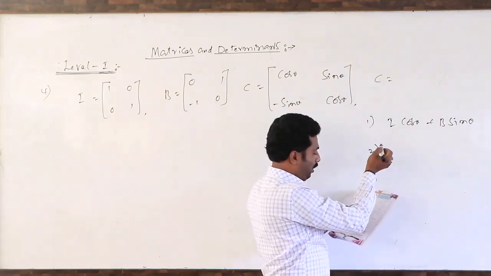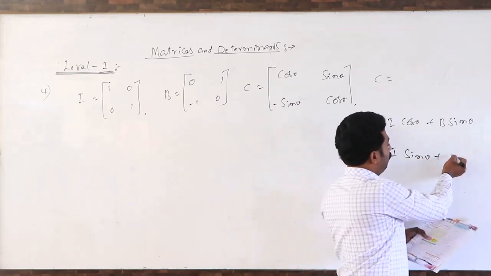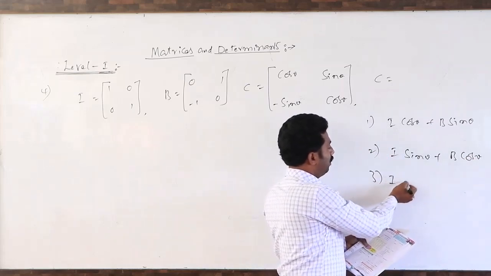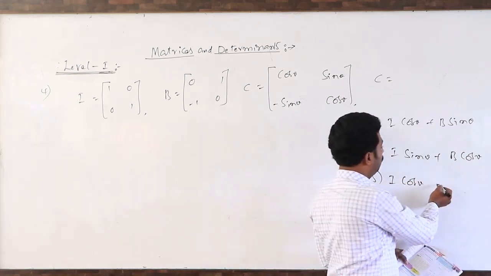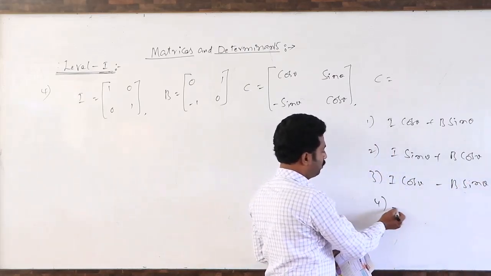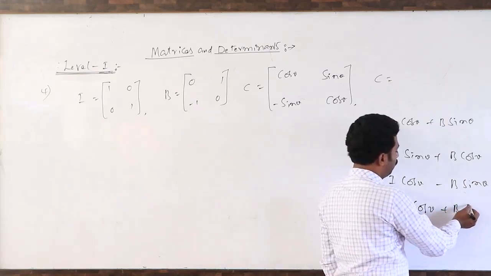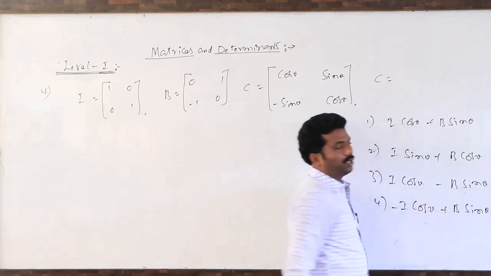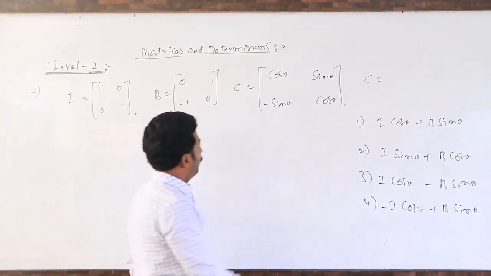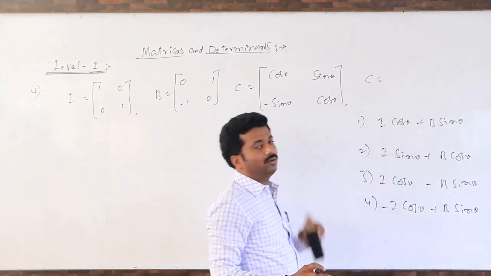Second option, I sin theta plus B into cos theta. Third option, I into cos theta minus B into sin theta. Fourth option, minus I into cos theta plus B into sin theta. Which of the options is correct, they are asking. So you observe I, B, C, the relation of C they are asking.